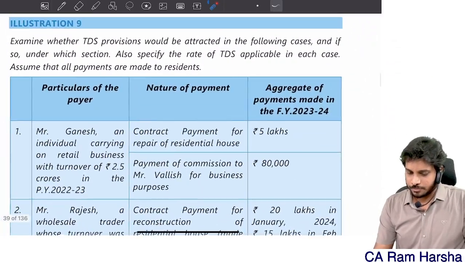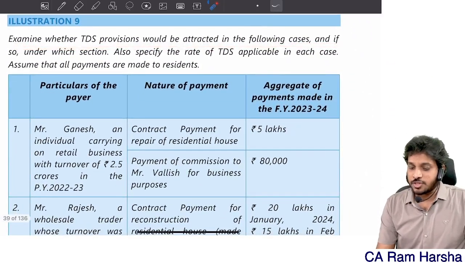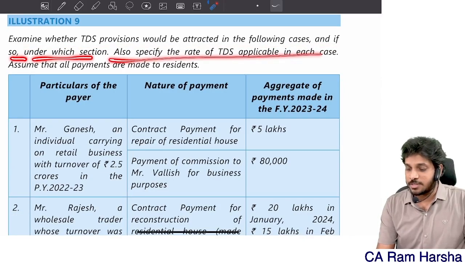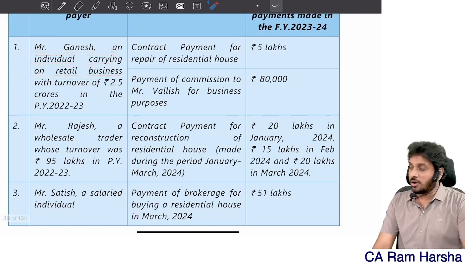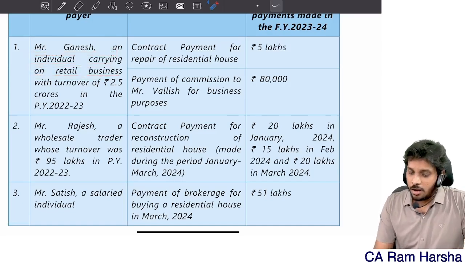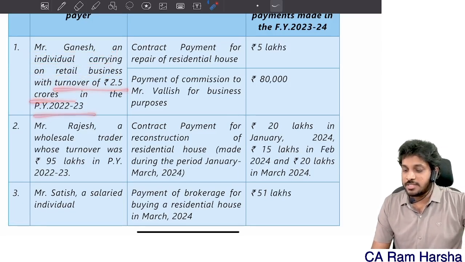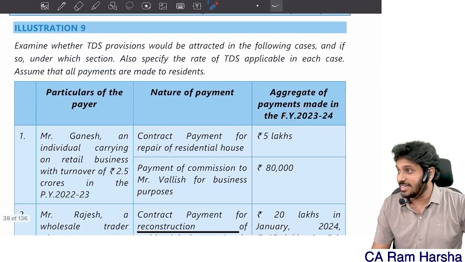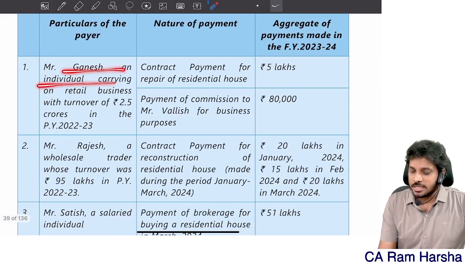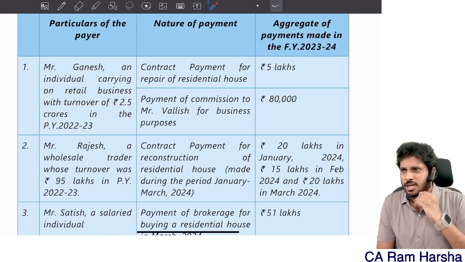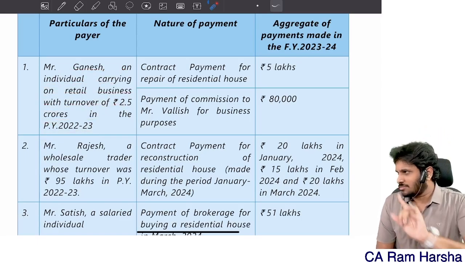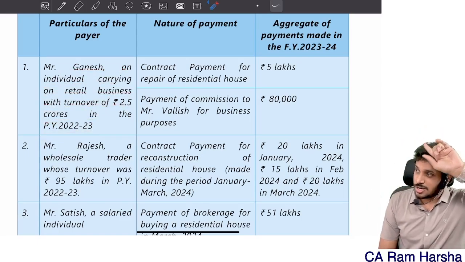For example, examine whether TDS provisions are applicable. If so, under what section? Specify the rate of TDS applicable for all the payments. Mr. Ganesh, an individual carrying on retail business with a turnover of 2.5 crore in the previous year, 22-23. By the way, we are doing 23-24. Previous financial year turnover is exceeding 1 crore, which means all those 6 sections are applicable.